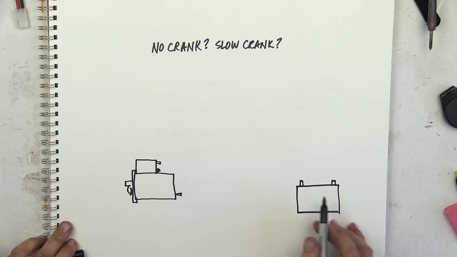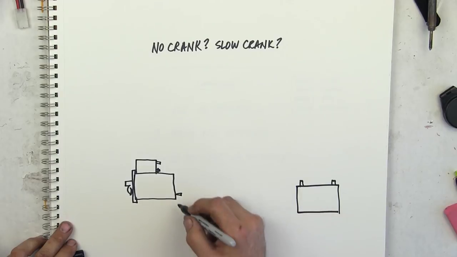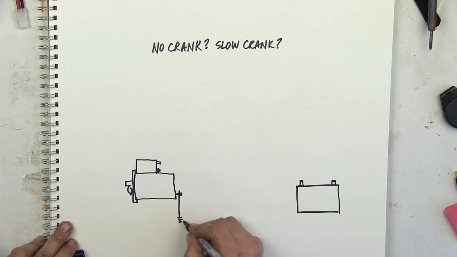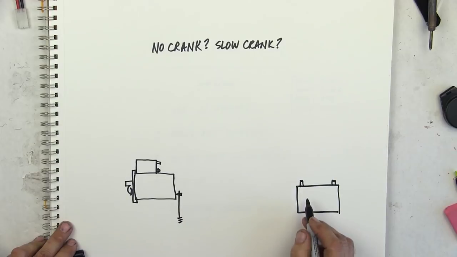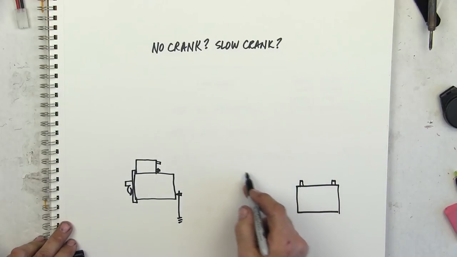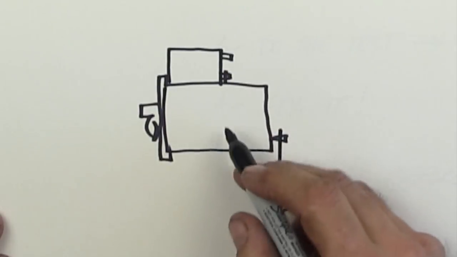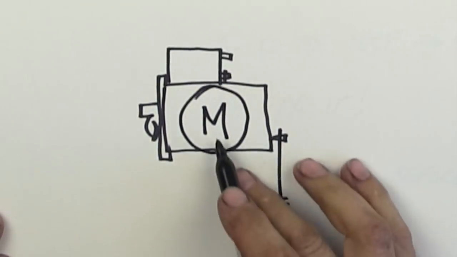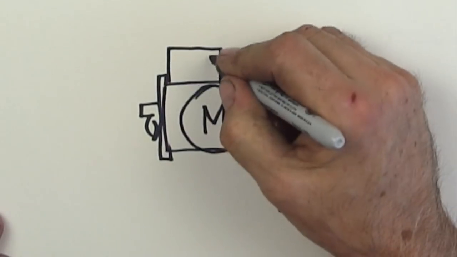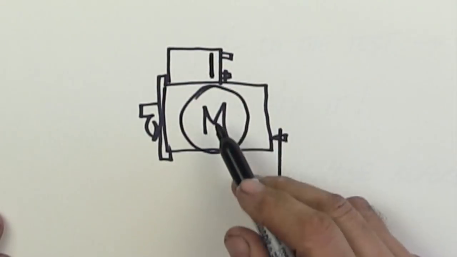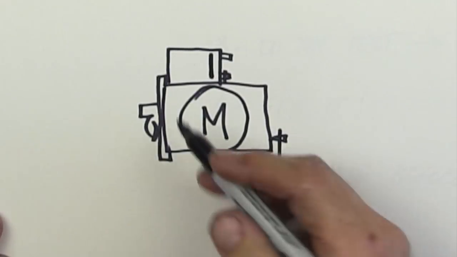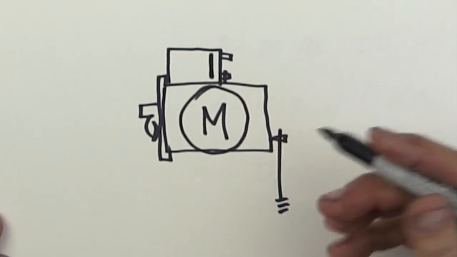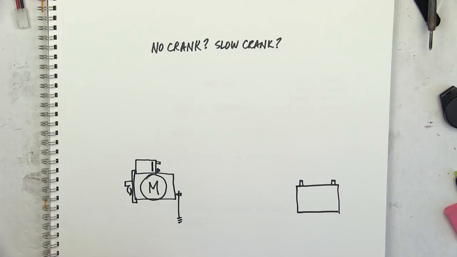Let's talk about this from the standpoint of a circuit. We've got power, and we've got a ground, more than likely right here, where it's chassis ground somewhere. And we have to have a load, which here is the motor. That's all it is, a motor, nothing special. And we have to have a switch. The switch is here inside the starting solenoid, because it's called a solenoid, but it's also a relay, and it's a switch as well.